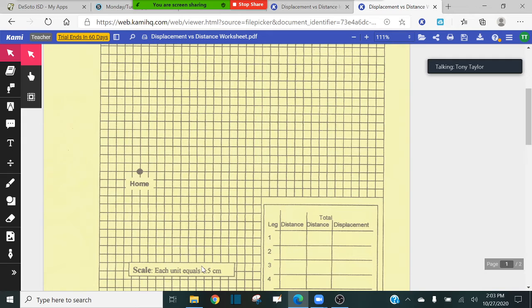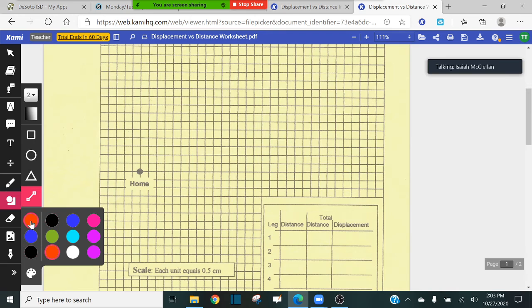Now someone tell me, if each square is half a centimeter, so each square is 0.5 centimeters, then how many squares do we need to move in this direction to get a total of 10 centimeters? What do y'all think? 20 squares. Exactly, 20 squares. So I'm going to start here, and I'm going to count a total of 20 squares towards the east.